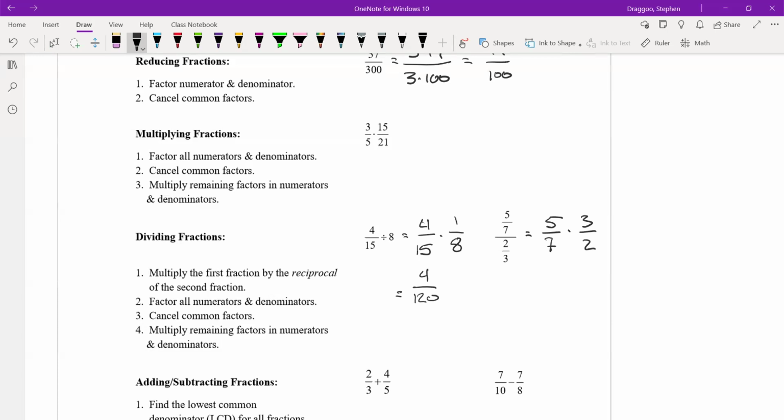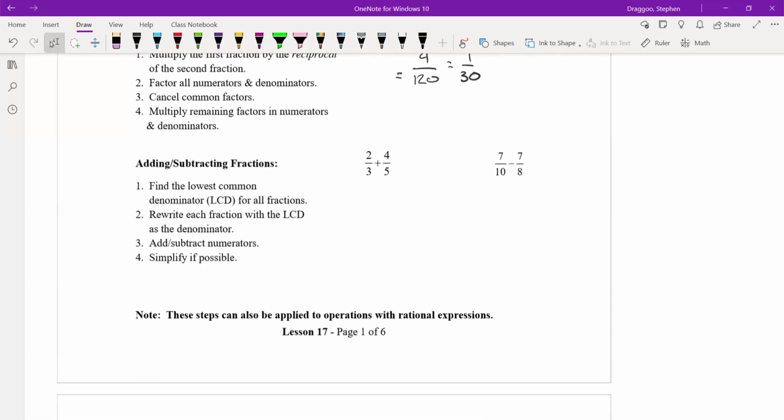So I could get that. Or I could notice that I have a common factor between numerator and denominator, being that there's a 4 in both the 4 and in the 8, and reduce those to jump straight to 1 over 30. 4 over 8 will leave me with 1 over 2. 2 times 15 is 30.